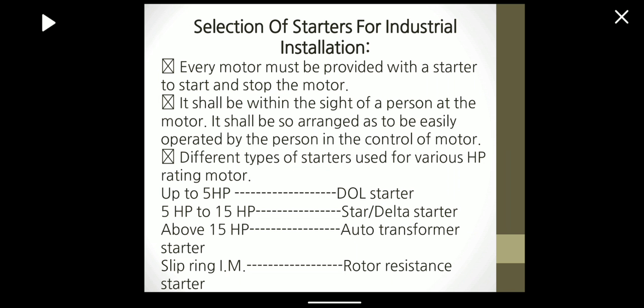Up to a 5 HP motor, a direct on-line starter is used. Then for a 5 HP to 15 HP motor, a star delta starter is used. Above a 15 HP motor, an auto transformer starter is used, and for a slip ring induction motor, a rotor resistance starter is used.